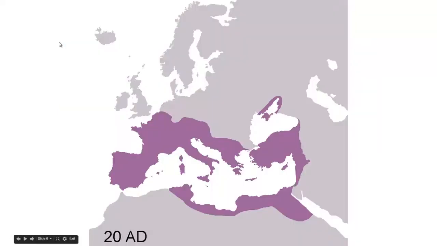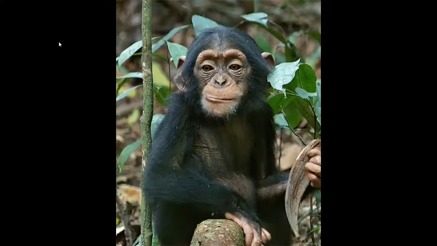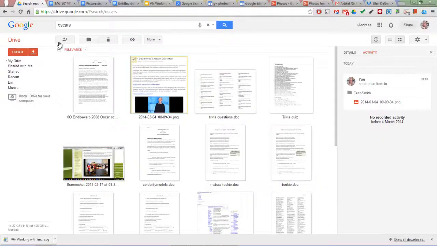Animated GIFs can also be an asset in the classroom to demonstrate processes, like in this case, the rise and fall of the Roman Empire. Or they can simply bring pictures to life. So I'm going to start off with my Google Drive.